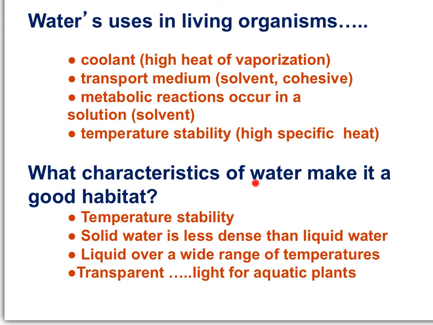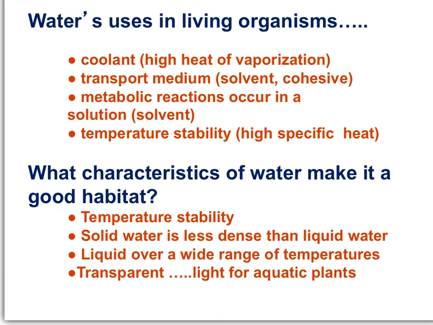What characteristics of water make it a good habitat? Well, it's temperature stable due to the high heat of vaporization. Solid water is less dense than liquid water, so ice floats on the surface, protecting the habitat below during long cold winters. And it's a liquid over a wide range of temperatures, and it's transparent, allowing light to pass for aquatic habitats.